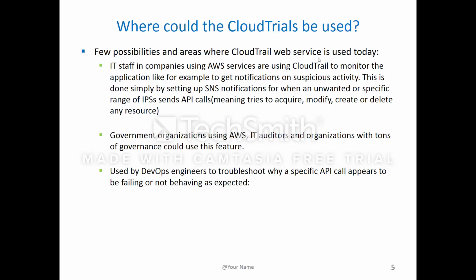Government organizations using AWS, IT auditors, and any organizations with tons of governance could use this feature. DevOps engineers could use this to troubleshoot why a specific API call appears to be failing or not behaving as expected.